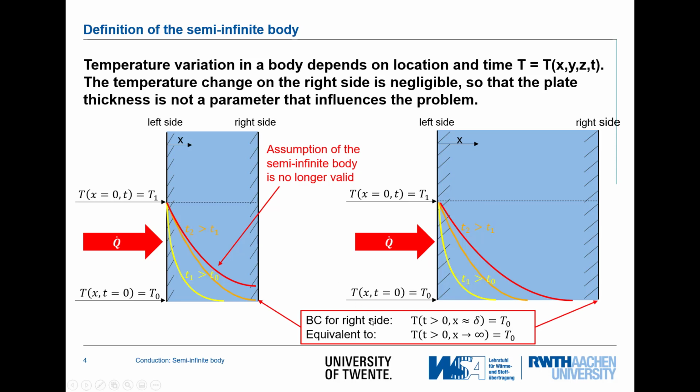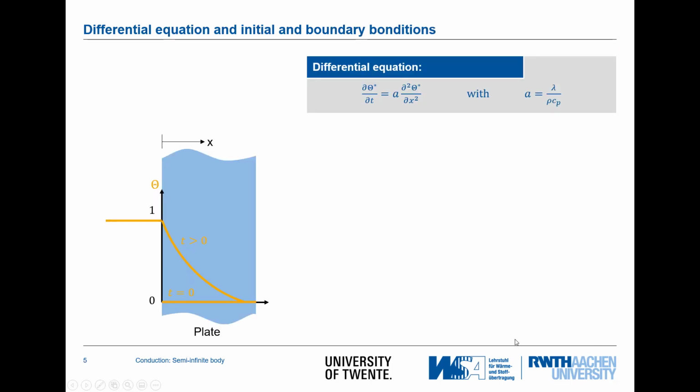So finally, let's summarize. This boundary condition here on the right side is, for time larger than 0, so after the initial change of temperature, always T0, and this is exactly identical to saying that the temperature at x equal to infinity is equal to T0. Now, how do the differential equation and the boundary conditions look for this problem?